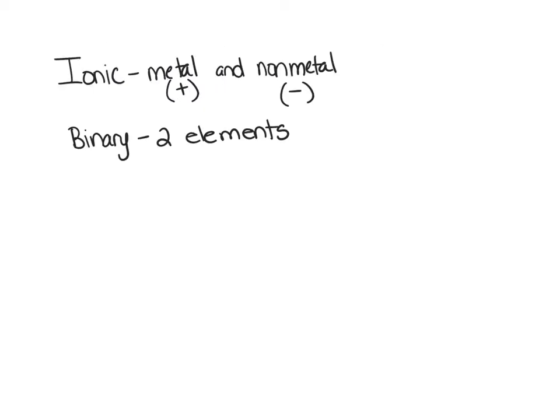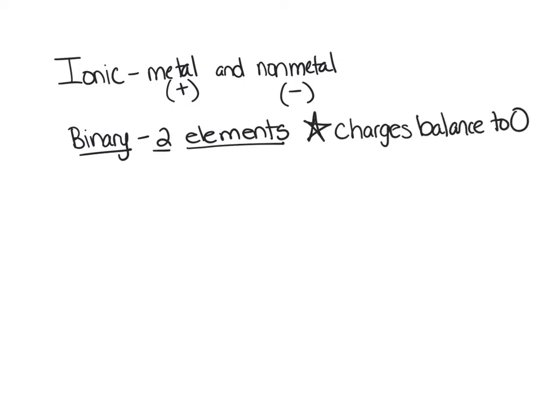When we name and write formulas for ionic compounds, if we have a binary ionic compound, which means it is made up of 2 elements, we need to always make sure that charges are balanced. This is going to hold true for all ionic compounds.